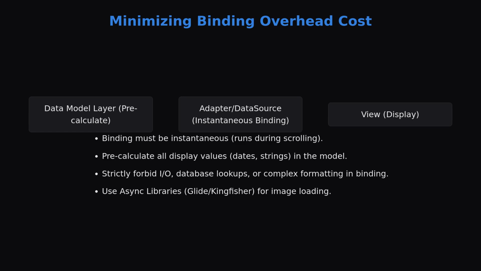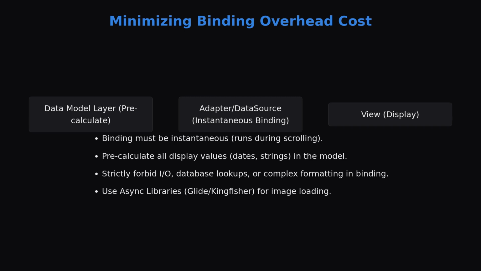The binding method, whether onBindViewHolder on Android or cellForRowAt on iOS, executes frequently during rapid scrolling and must complete its execution extremely quickly. Pre-calculate all necessary display values, such as formatted dates, localized strings, or derived properties, within the data model layer before the data reaches the adapter. Strictly avoid performing expensive input-output operations, complex string formatting, or database lookups directly inside the binding method implementation.